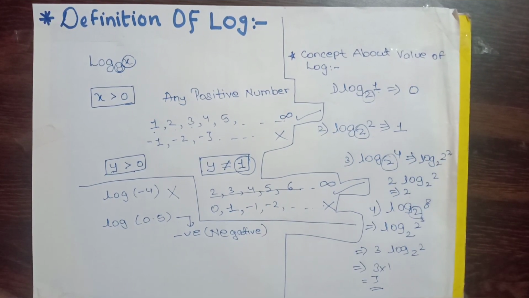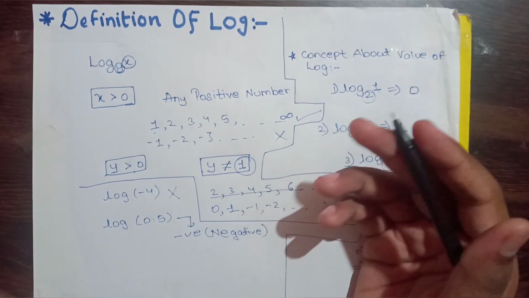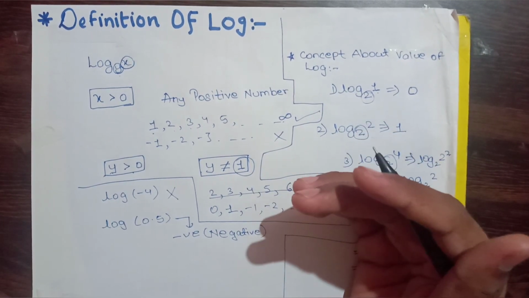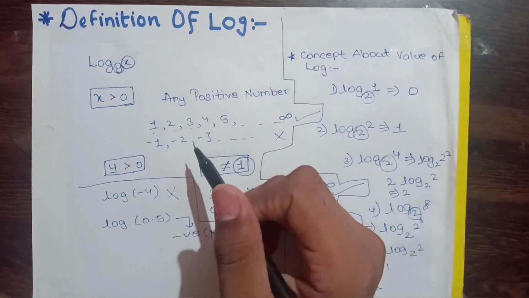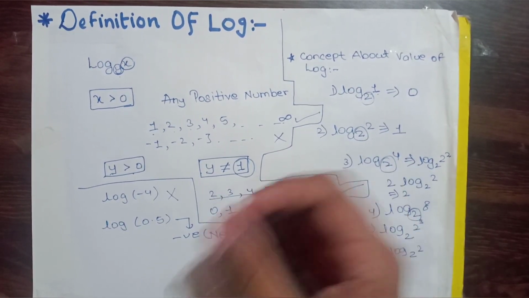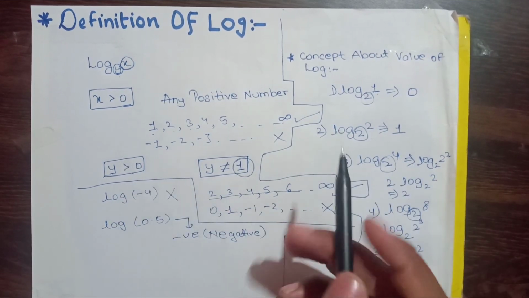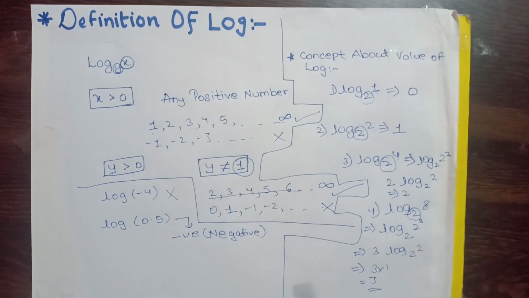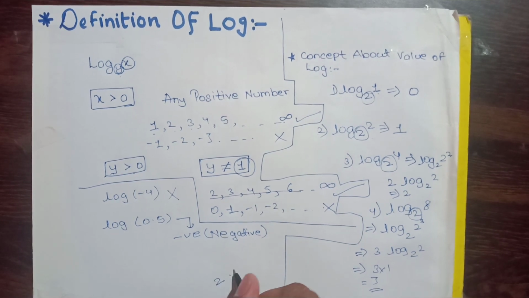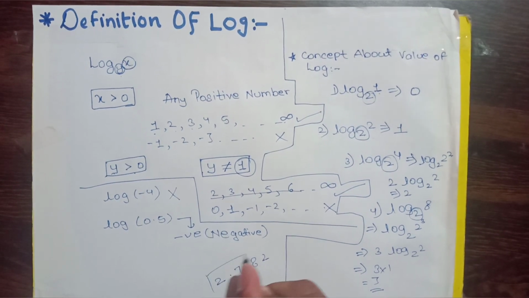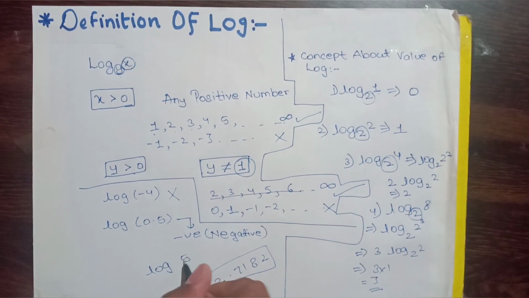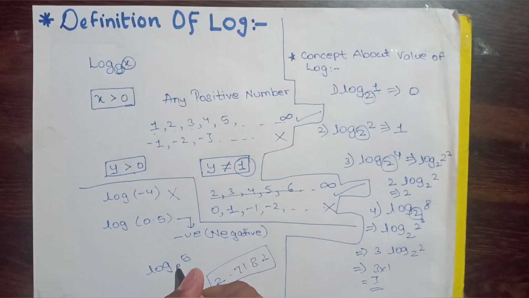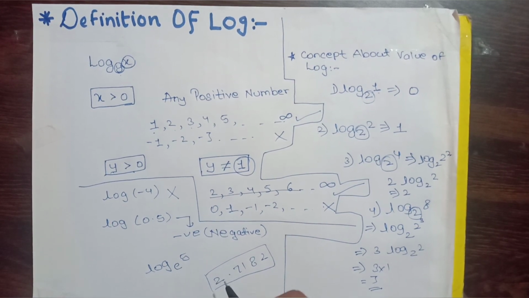So friends, one more thing I would like to tell you all: if in any question no base is given, then by default it is represented as small e. I had told you beforehand that e means exponential and its value is somewhat 2.7182. So if the question is given as log 5 and its base is not given, then the base is automatically considered to be e.